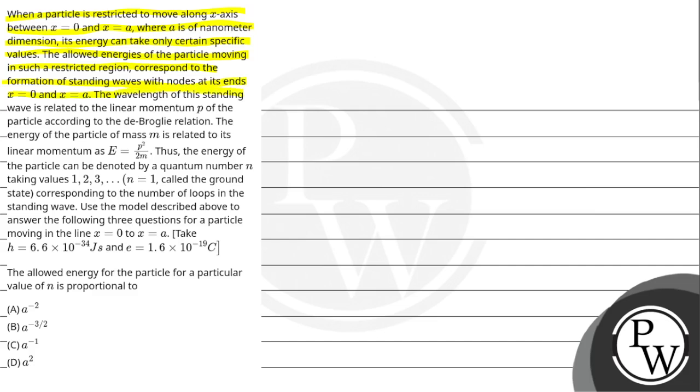The wavelength of this standing wave is related to the linear momentum p of the particle according to the de Broglie relation. The energy of the particle of mass m is related to its linear momentum as E is equal to p squared by 2m. Thus, the energy of the particle can be denoted by a quantum number n taking values 1, 2, 3, etc. n equal to 1 is called the ground state, corresponding to the number of loops in the standing wave.